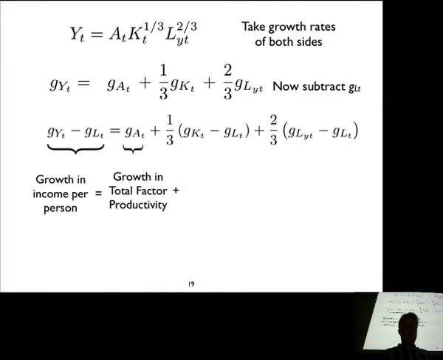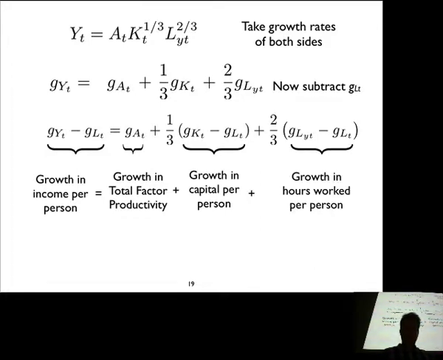So the growth rate in income per person is the growth rate in total factor productivity, plus the growth rate in capital per person, and then there's growth in hours worked per person. A lot of times when we measure this in data, you might think about it as per person, since that's what we ultimately care about.